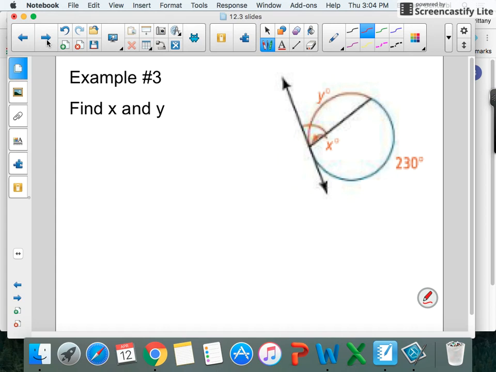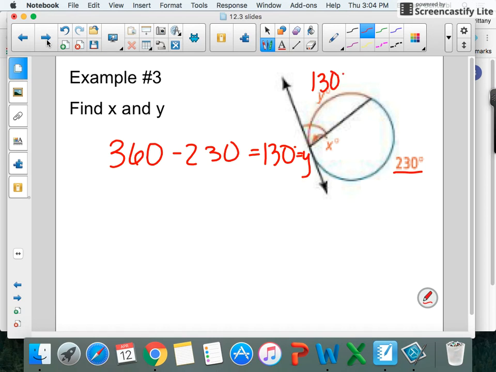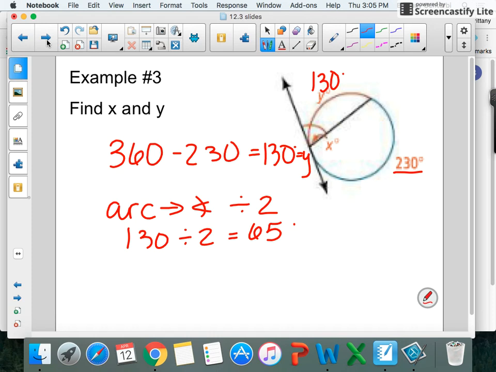For this one here, we have a circle. We have to figure out x and y. So a full circle is 360 degrees. We already have this part of it, which is 230 degrees. So if we take that away to find the red part, that's going to give us 130 degrees for y. So that's going to be our arc, and so then we're going to go from arc to angle. So again, we're going to divide by 2, so we're going to take 130 divided by 2, and that's going to give us 65 degrees.